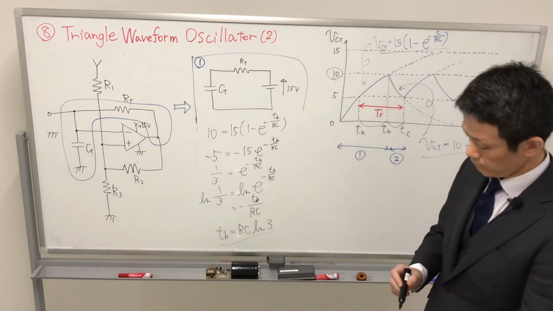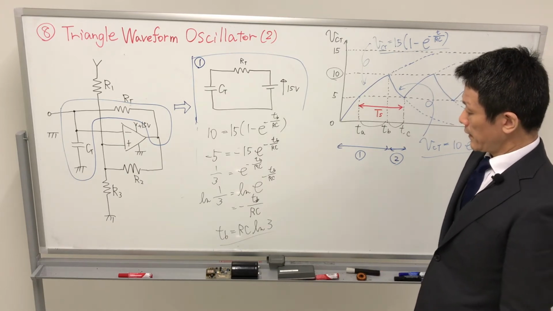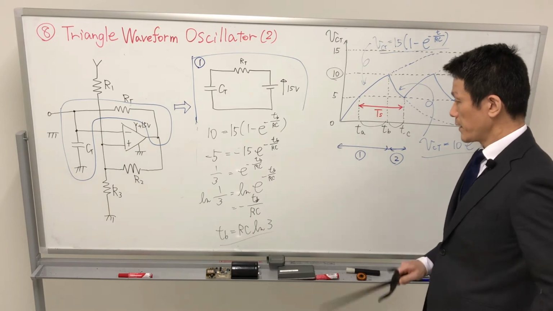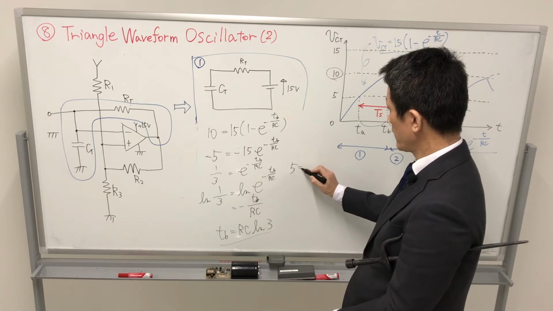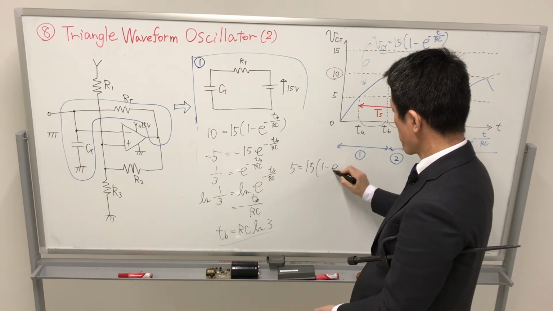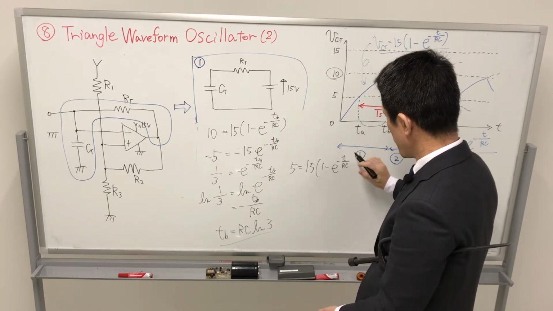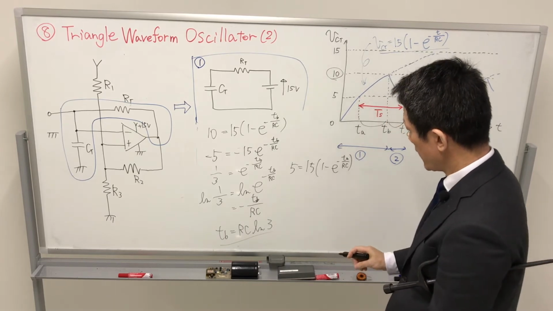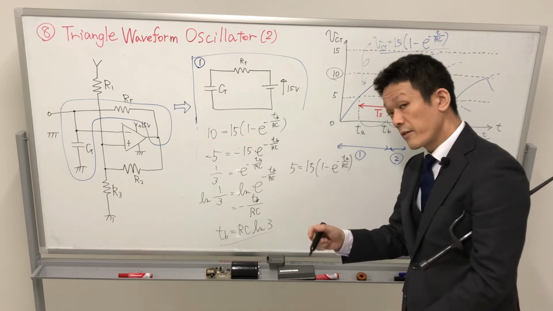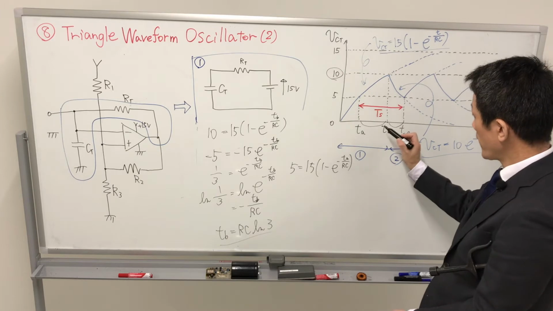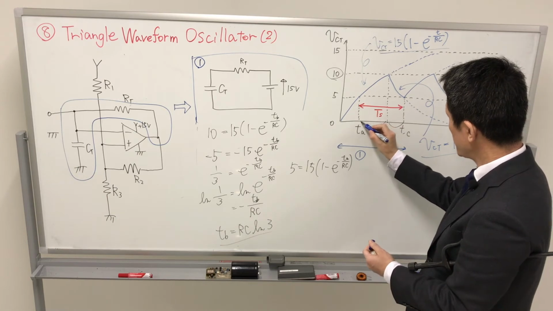We can obtain this formula. This is TB, and you can obtain TA in the same way. You can obtain the next TA. And please calculate this one. And finally, we directly obtain this terminal T.